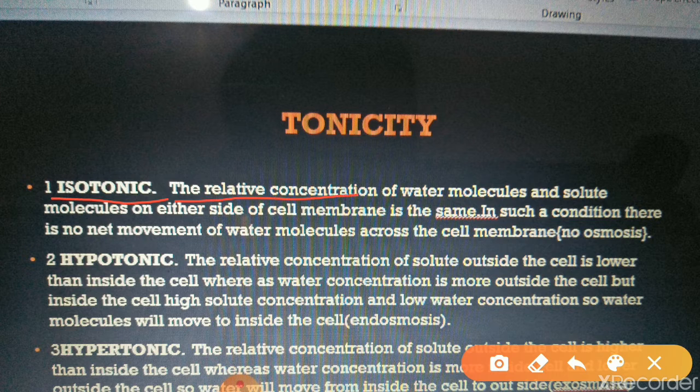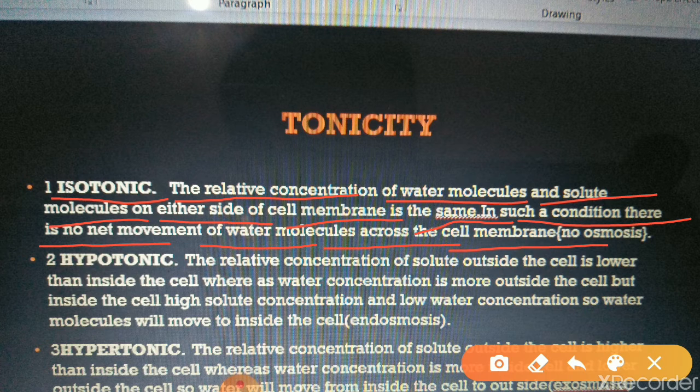The relative concentration of water molecules and solute molecules on either side of the cell membrane is the same. In such a condition, there is no net movement of water molecules across the cell membrane. That means no osmosis. Consider this is a cell.